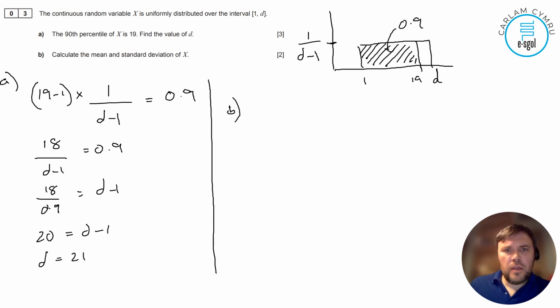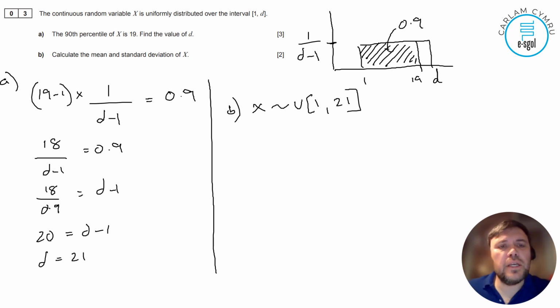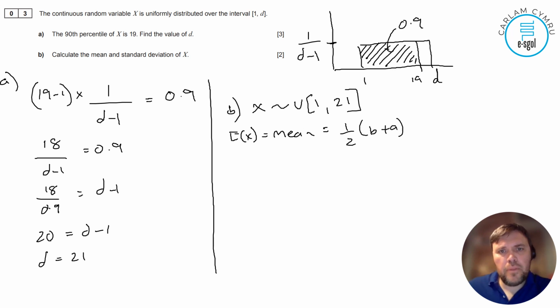So for part B, we can say that x belongs to the uniform, and it is 1 to 21, because we've just worked out d as 21. So part B is calculate the mean and the standard deviation. So if you have a look, I remember that the expectation is equal to the mean, which is equal to a half (b plus a), which is a half of 21 plus 1, which is 11, because a half of 22 is 11.